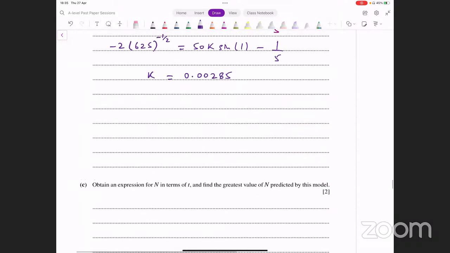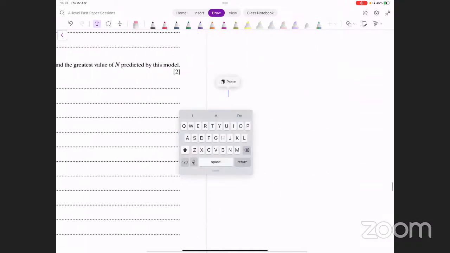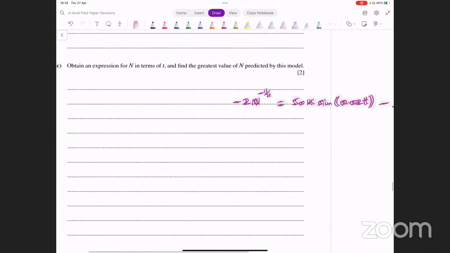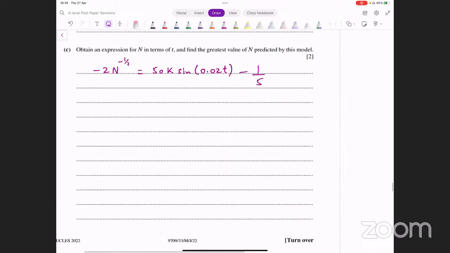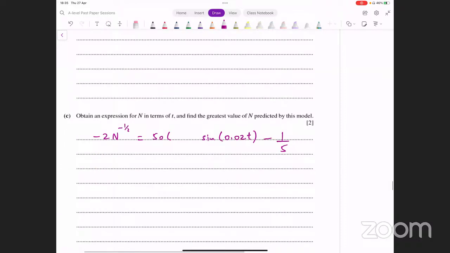The next one says obtain an expression for n in terms of t. Okay, now let's do that. So we already have this form. अब उसने कहा है कि n को आपने सब्जेक्ट बनाना है और उसके लिए उसने आपसे k की वैल्यू भी निकलवा ली है पहले. तो k की वैल्यू इसमें इनपुट कर देते हैं. Let's input the value of k here first of all and then simplify this. So the value of k that we have is 0.00285. We input that here.